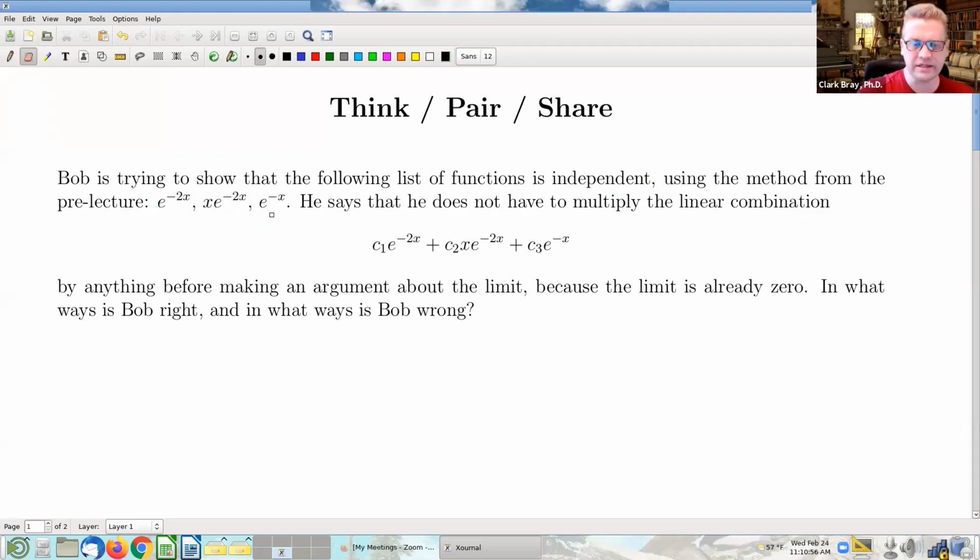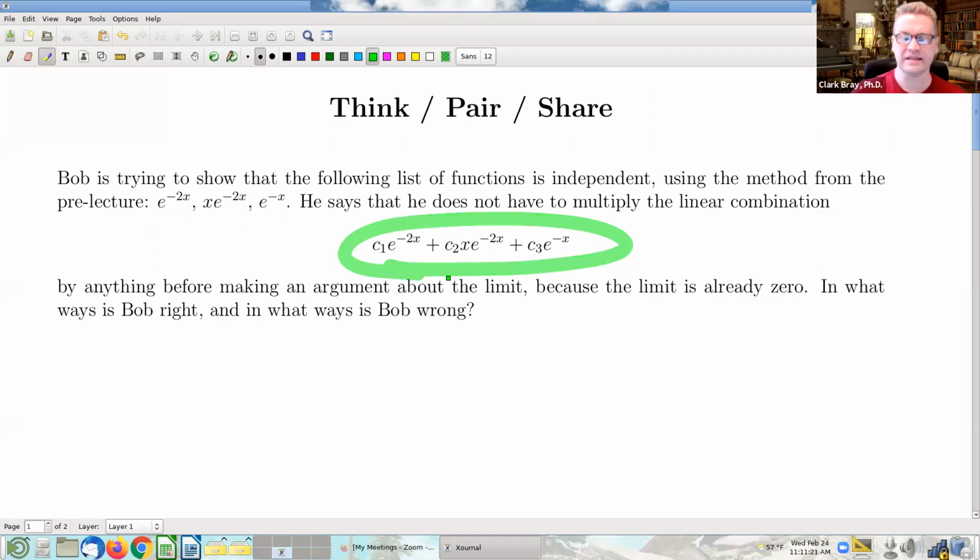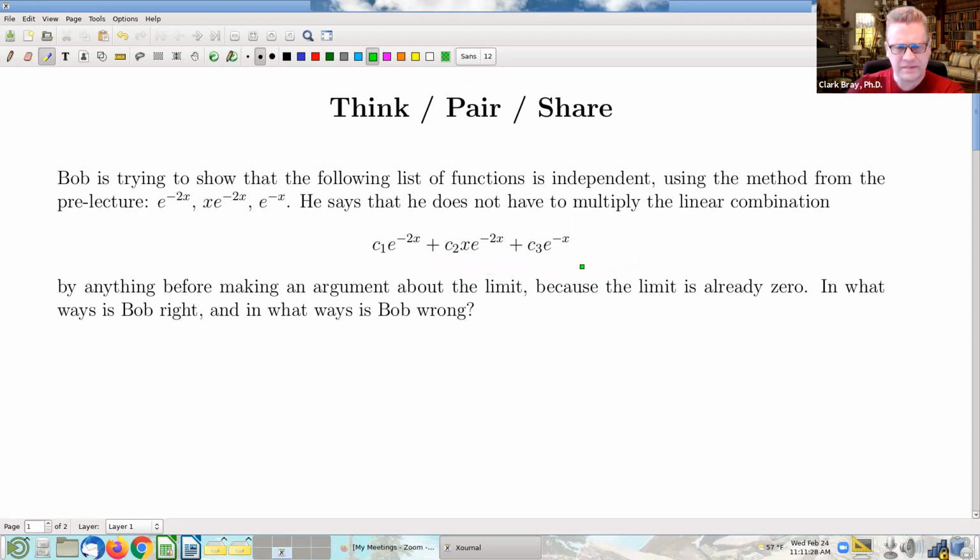And so his reasoning is, well, look, we argued something about the limit being 0, and we multiplied by e to the negative 2x or whatever it was to make the limit equal to 0. But hey, look at this. The limit's already 0. So why multiply by anything? What's the point of multiplying? Can't I just go ahead and run with this as is and start making arguments about, well, the limit is 0 and therefore. Okay. So is Bob right?